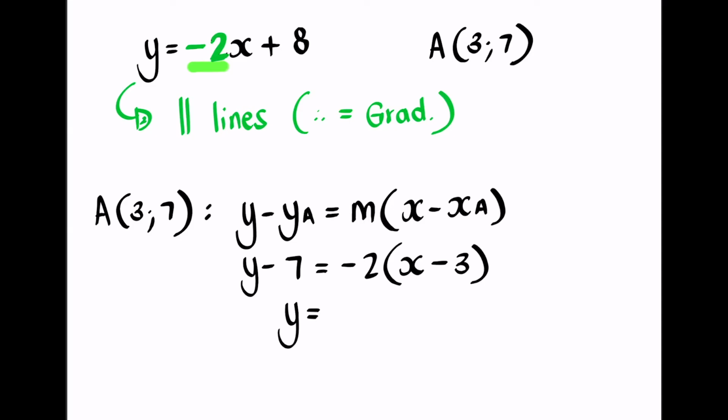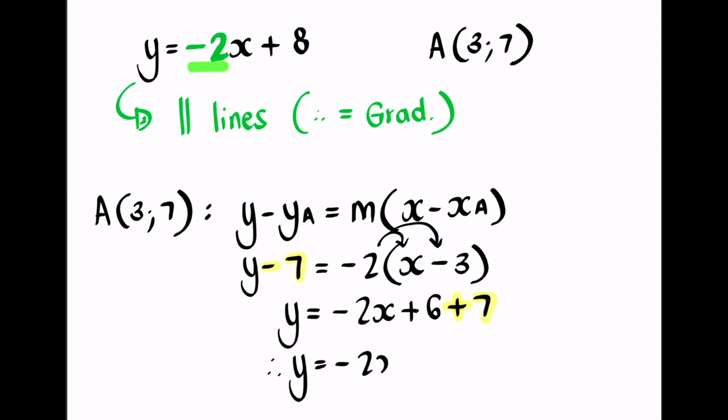So y is equal to this negative 2 jumping into that bracket. Negative 2 times x is negative 2x. Negative 2 times negative 3 is positive 6. And the negative 7, when it goes across, becomes a positive 7. So therefore, y is equal to negative 2x plus 13.